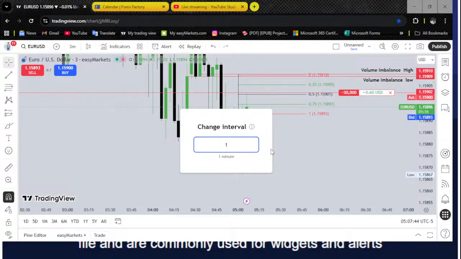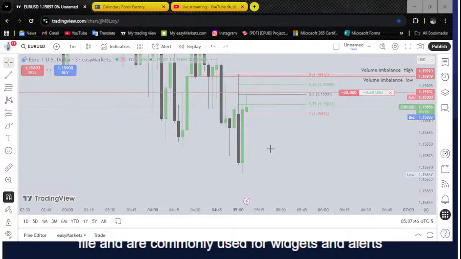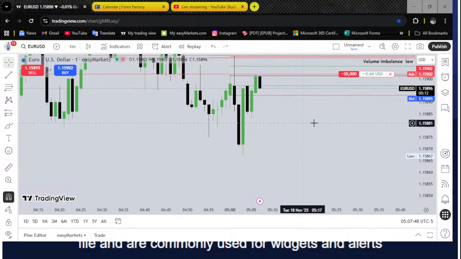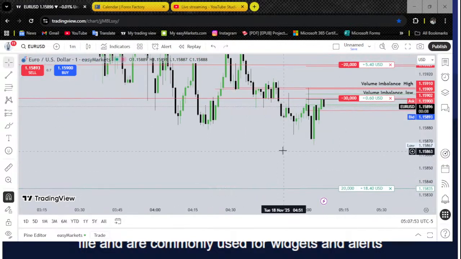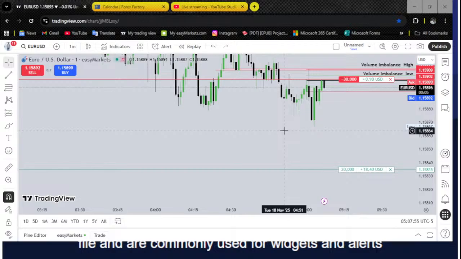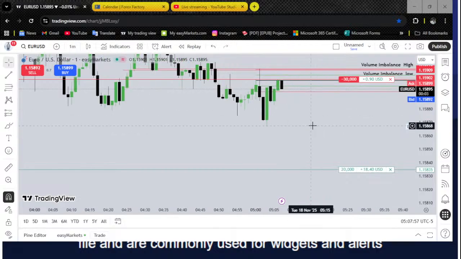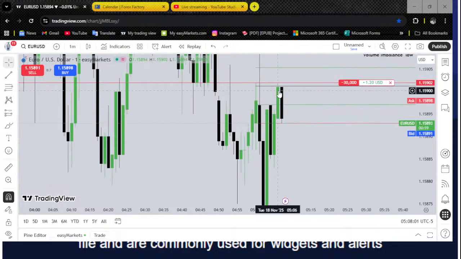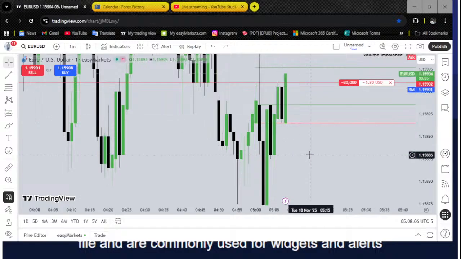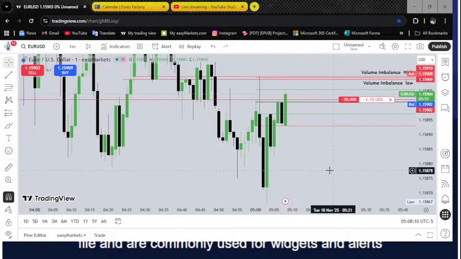Let me check 1 minute. You can see how the body played with that encroachment on 3 minutes. The bodies of these two candles are below it. So that's a good sign. These are volatile markets.